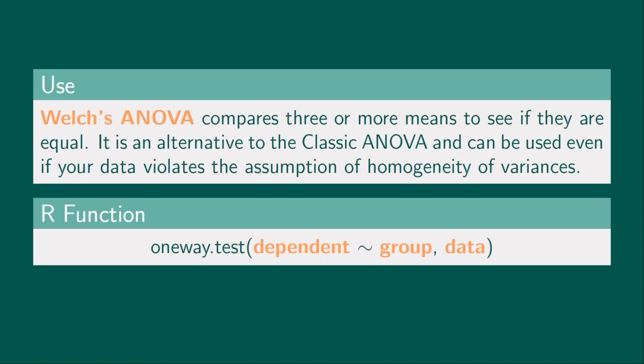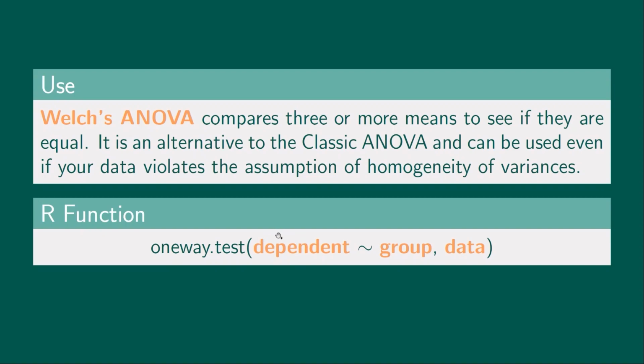This test, also known as Welch ANOVA, compares 3 or more means to see if they are equal. It is an alternative to the classic ANOVA and can be used even if your data violates the assumption of equal variances. The R function for this test is given below. One-way.test function allows us to perform analysis of variance in RStudio.